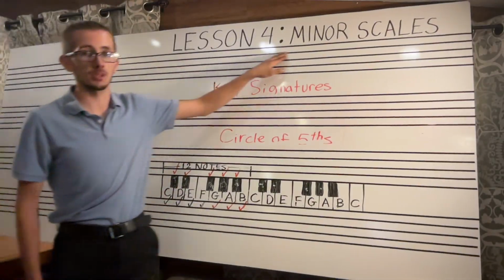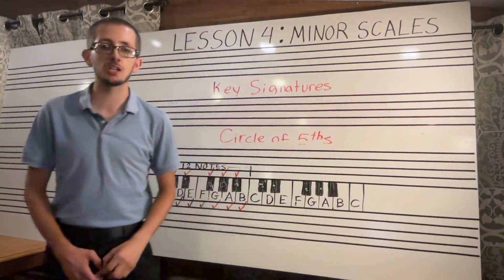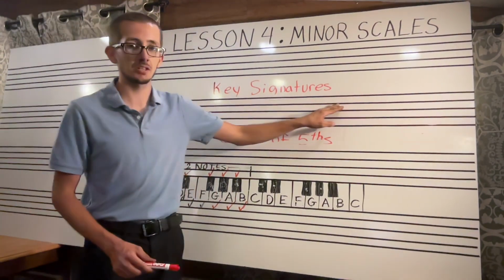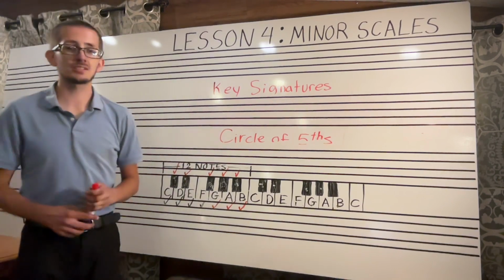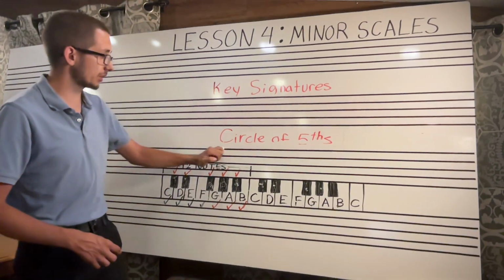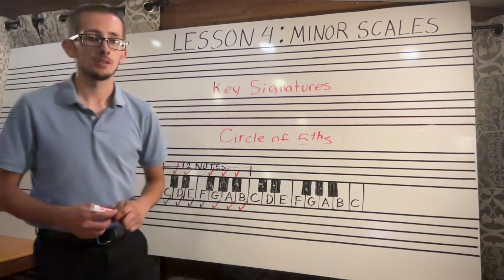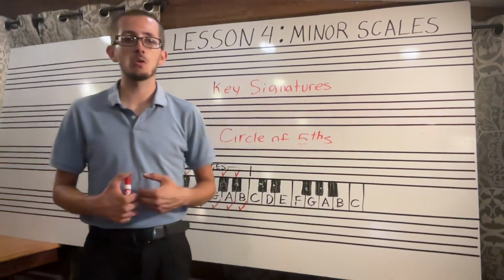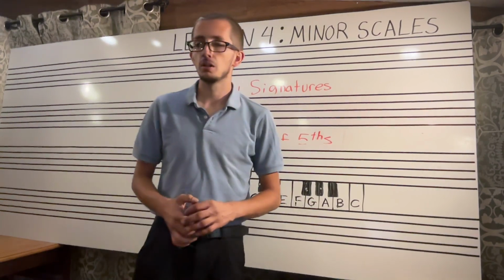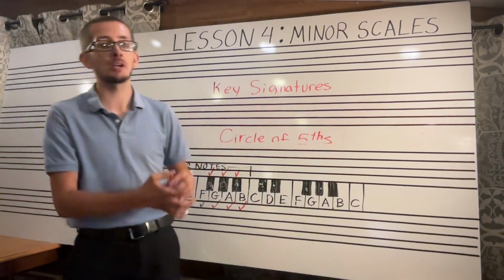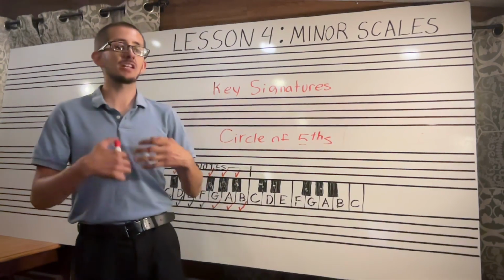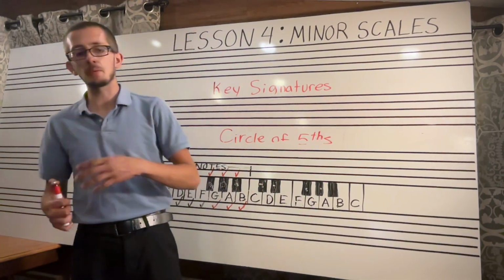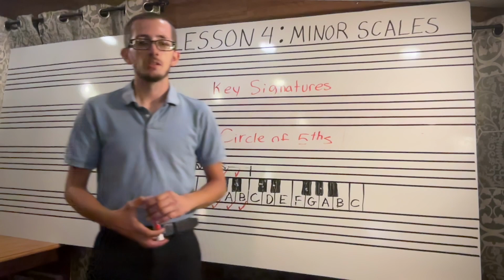So that will wrap up lesson number 4 on minor scales. And for the next lesson, lesson number 5, I want to get into key signatures as well as the circle of fifths. Key signatures, just very briefly, if you've ever heard someone talk about what key we're playing a song in, or someone might ask, what key are you playing that song in? Oh, I'm going to be playing it in A flat, or I'm going to be playing in D major.